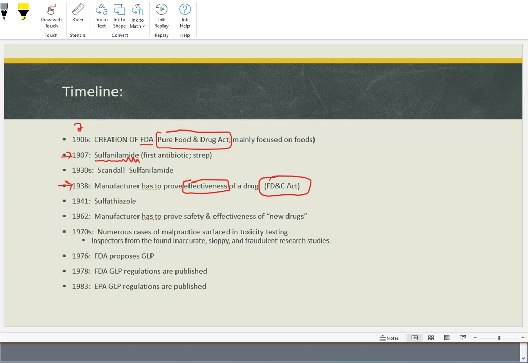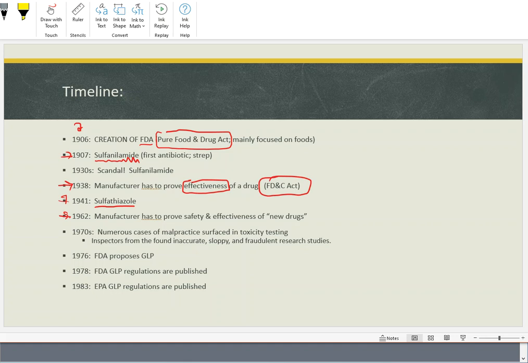So that sounds great, right? Well, a couple of years later, look at this, 1941, we get sulfathiazole. Oh, here we talk about another red flag that begins to happen. We'll discuss this in just a second, but it seems to be another problem. And then about 20 years later after that, finally in 1962, we get another amendment that begins to take place. And it says, oh, hold up now, hold up.